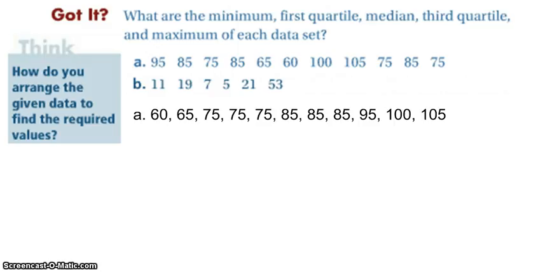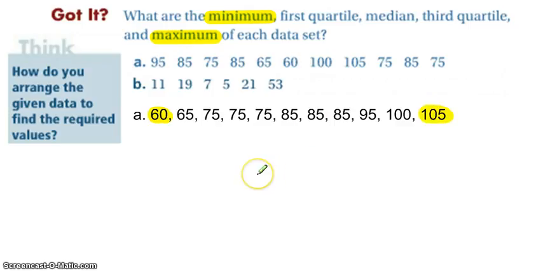Alright, so for number A, I'm going to help you and show you how we go ahead and find the minimum, first quartile, median, third quartile, and maximum. The order in which they ask us these, I don't really like. So let's go ahead and find your minimum and your maximum. Now hopefully I don't need to make these two different colors. Your minimum is 60. Your maximum is 105. That was not too hard.